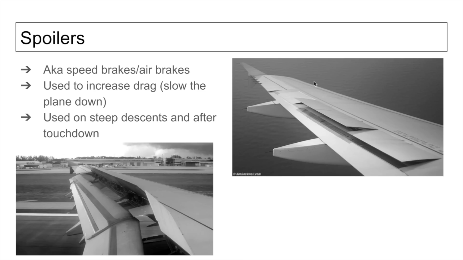During steep descents, spoilers are extended around half, so speed can be reduced really quickly, or drag can be increased, so you can go down without speeding up. And the spoilers shown over here are increasing drag a lot, and they're helping to stop the plane, along with the wheel brakes and reversers.